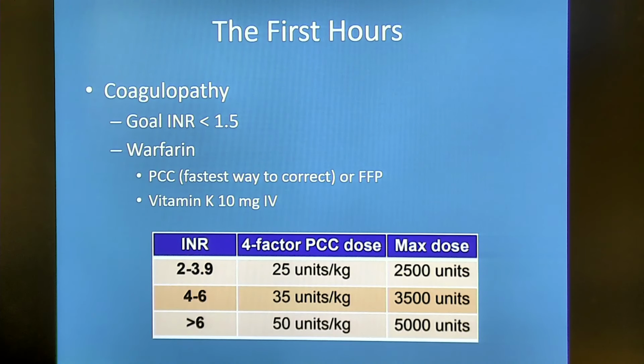If one does have a coagulopathy, you should make efforts to correct the INR, especially if they're on a vitamin K antagonist. PCC, or prothrombin complex concentrate, is the fastest way to correct. And you can see a table here which gives some typical dosing to correct based upon the presenting INR.